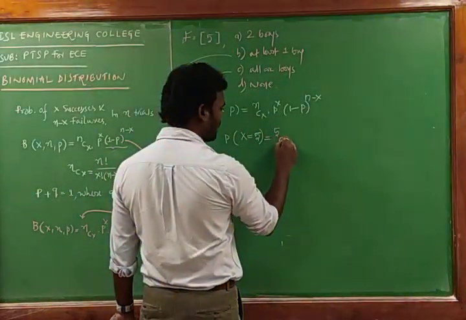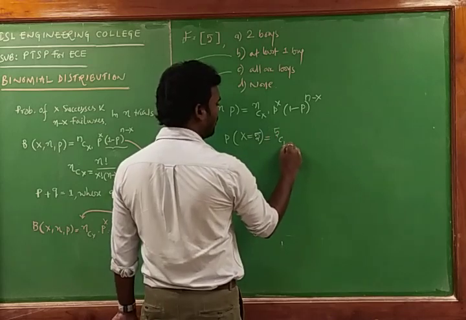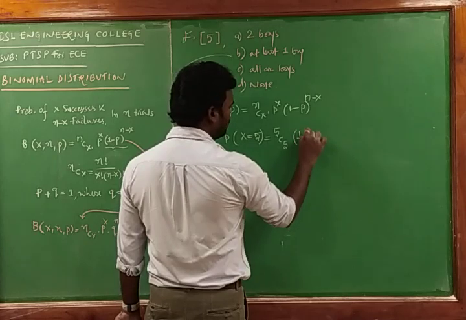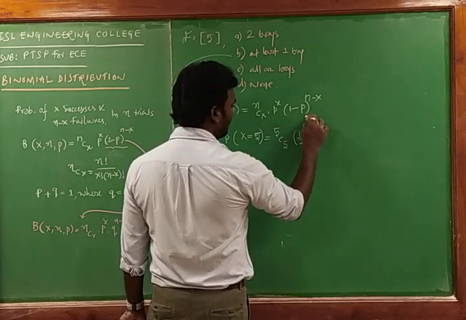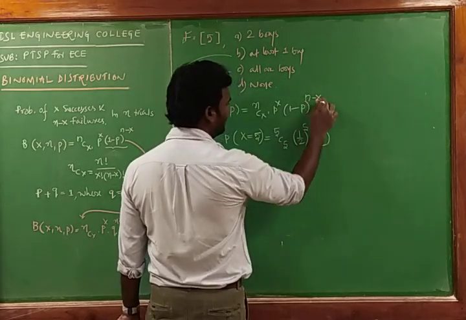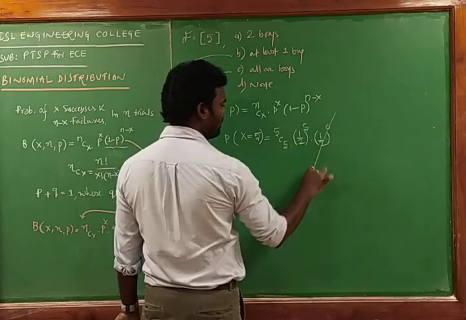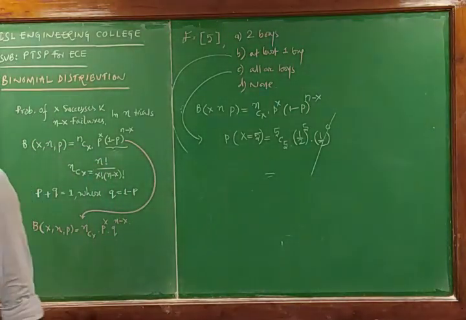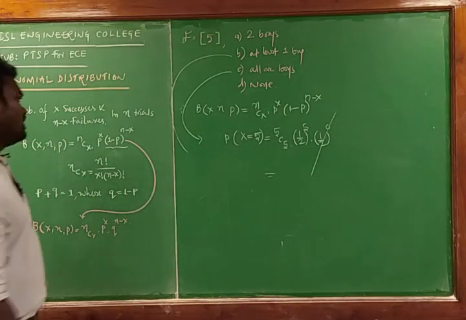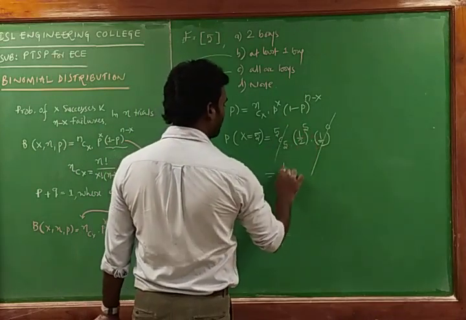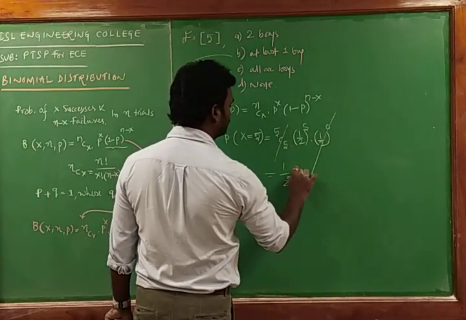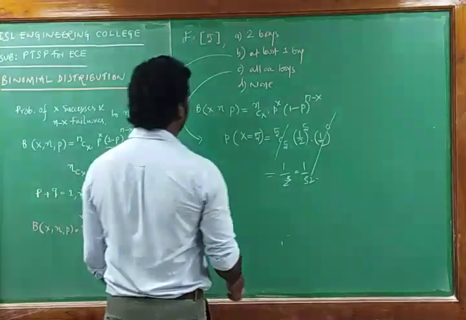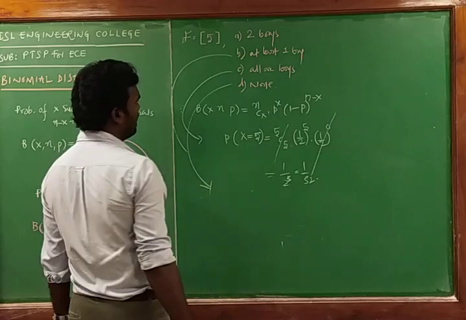So the probability of x equal to 5, where n is equal to 5 total children and all the children are boys only, so x is also 5, and the probability of getting a boy is 1 by 2, to the power of 5, into (1 minus 1 by 2), which is 1 by 2, to the power of 5 minus 5 equal to 0, and this will be 1. 5C5 is again 1 only, so 1 by 2 to the power of 5 gives you 1 by 32.